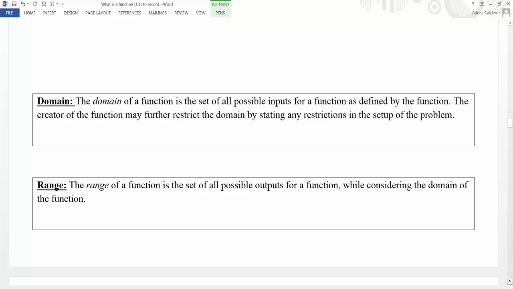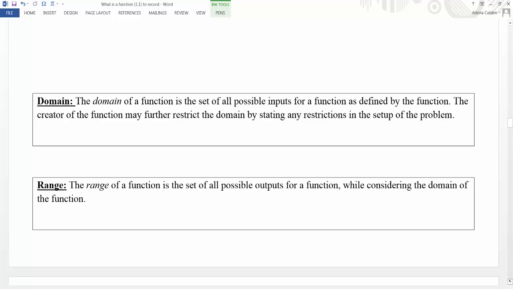If you think about things like square roots, we don't want to take the square root of a negative number. That leads to things that we are not ready to deal with in this course and doesn't result in a number for us. So when we talk about things like the domain, we're talking about what we can and cannot plug in to different functions.